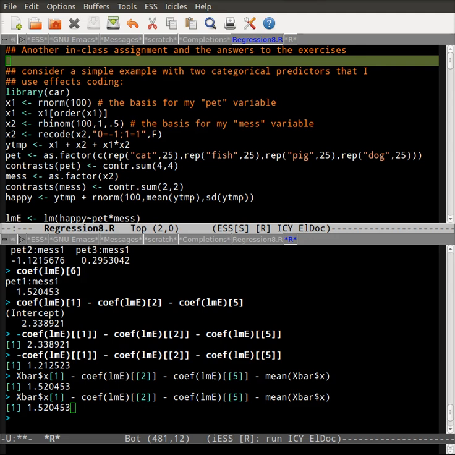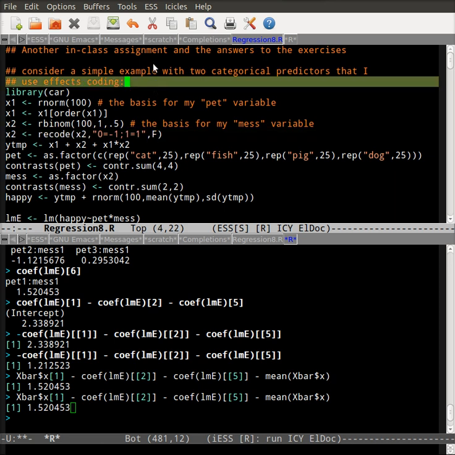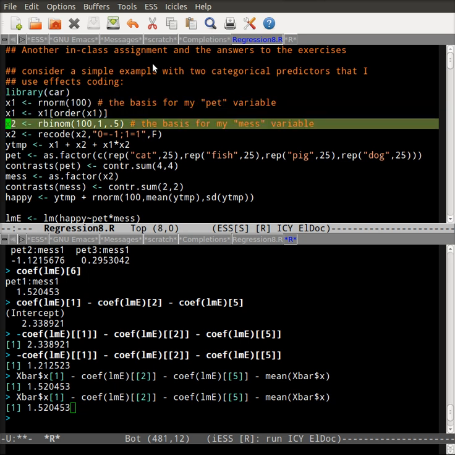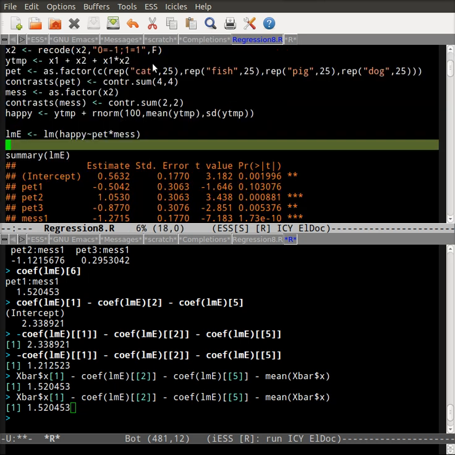All right, by popular demand, I am going to talk about last week's example, but I'm going to create a very simple example that follows precisely with what we did last week and then walk you through it. So I created the same situation we had before.